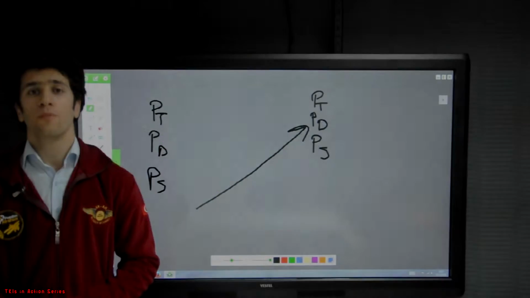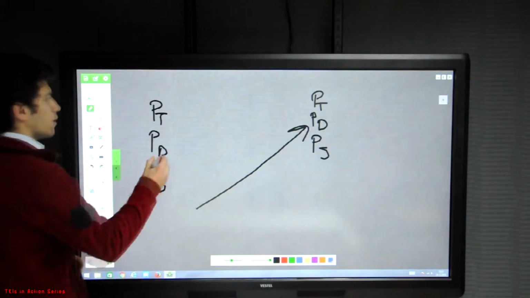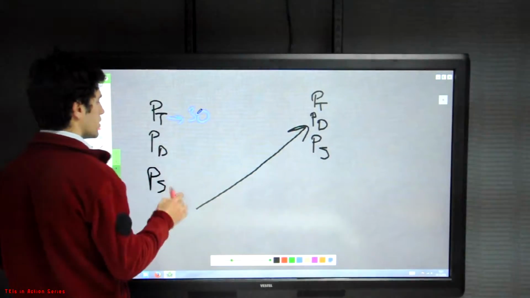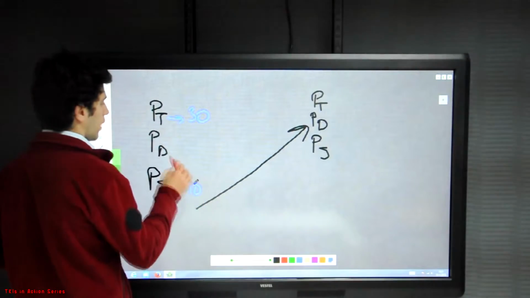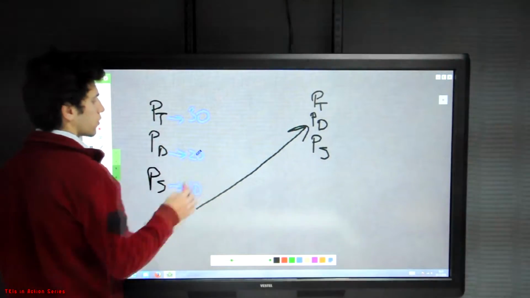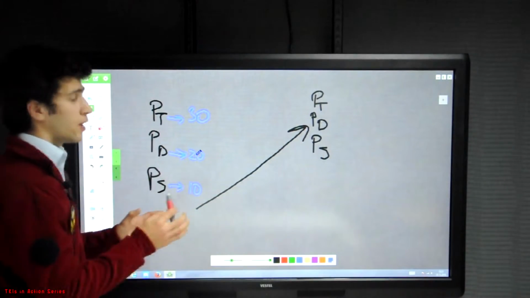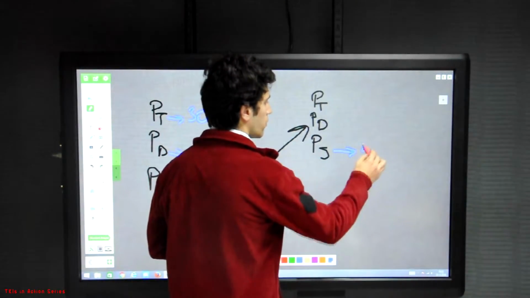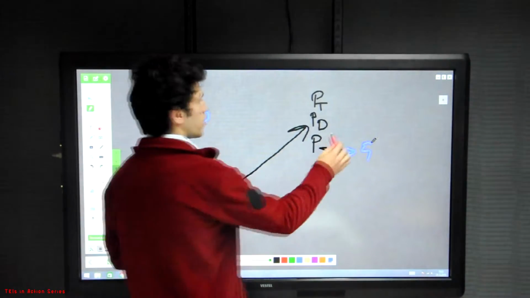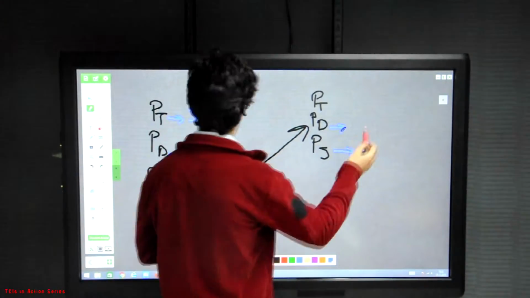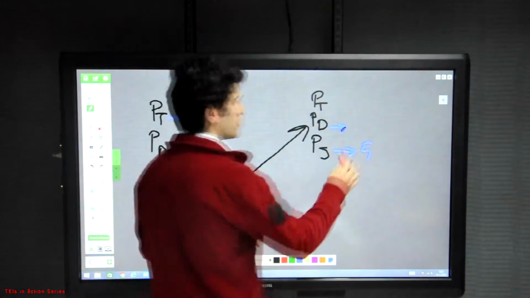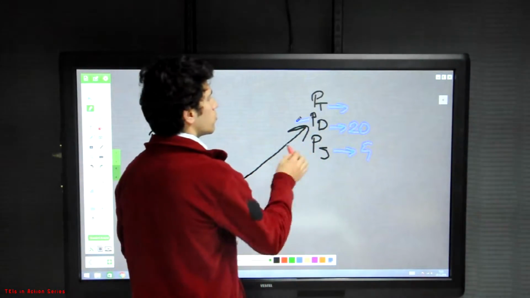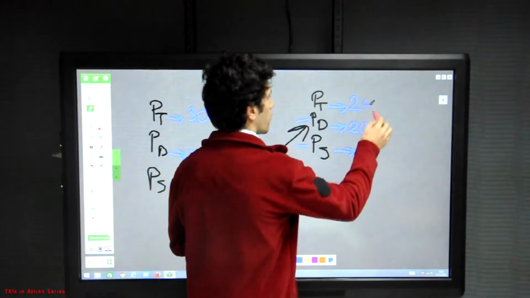Step 3. Put the values. Put some values randomly to the pressures. For example, total pressure is 30. Static pressure is 10 and dynamic pressure is 20, of course. If the aircraft climbs, static pressure will decrease. For example, it will be 5. Dynamic pressure will stay same because there is no change in airspeed, it's 20, and total pressure is of course sum of these two values, 25.